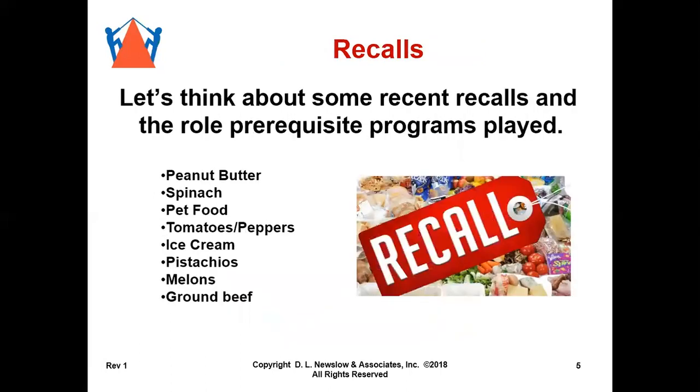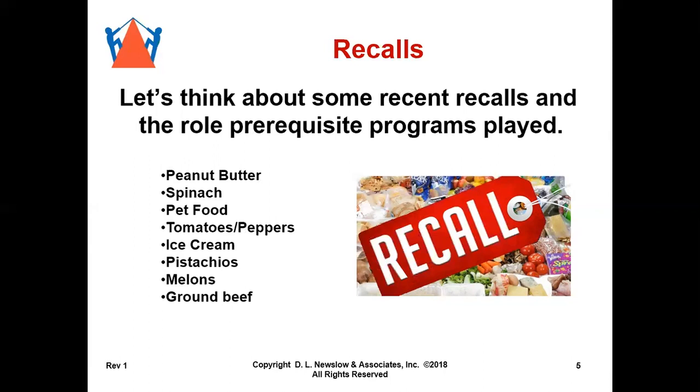If you look at recalls in the past, there have been so many recalls, such as the peanut butter. We all know about the Peanut Corporation of America, where there were numerous prerequisite programs such as pest control, basic GMP, facility structure, and calibration, that all caused their demise. The spinach recall related to the quality of water and water treatment.